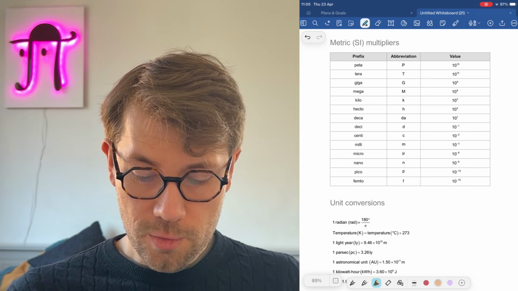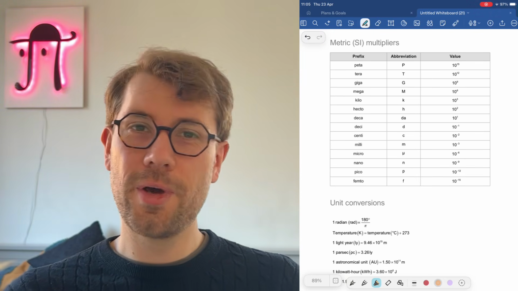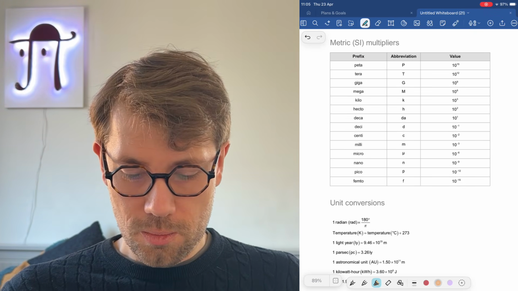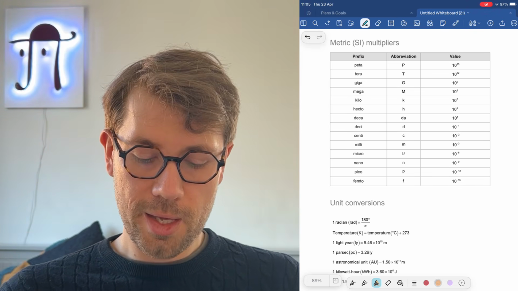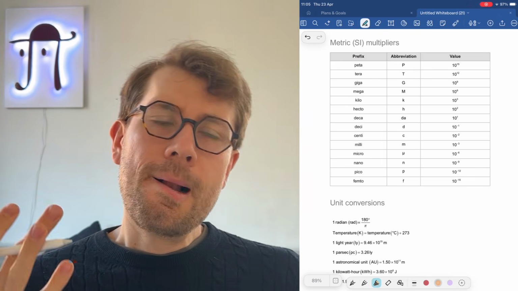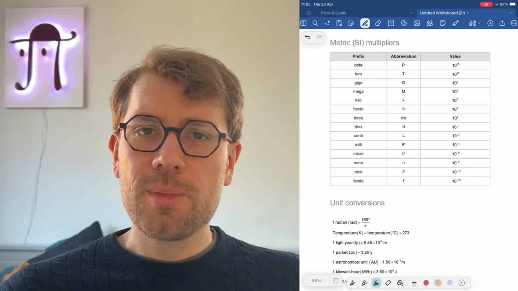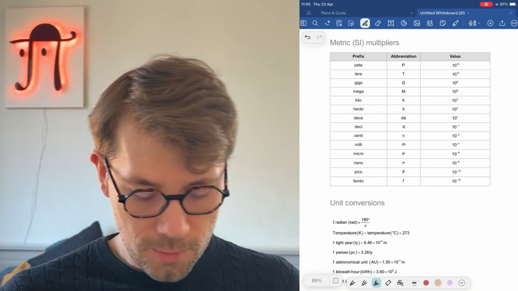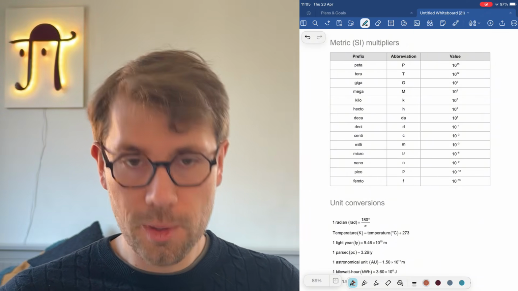Next, we've got these metric multipliers. This is so handy. You didn't always have such nice things like this. But say I get given a unit, 10 picometers, and I'm like, what on earth is a picometer? Oh, I don't want to do any hard maths. I'm just going to look at my formula booklet.